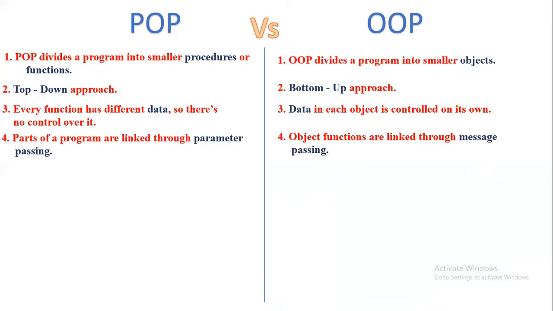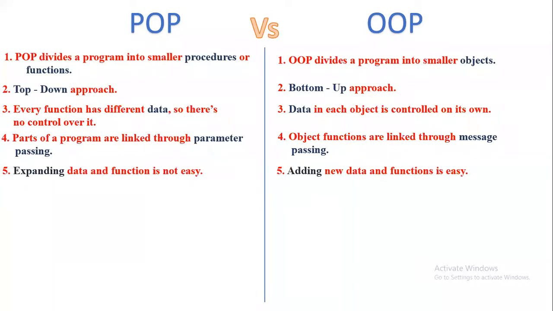And next, see, parts of program are linked through parameter passing. In POP, where a number of functions are there, we can establish communication or links between functions by passing parameters from one function to another function. Likewise in object oriented programming, objects have functions, and we can establish communication and link all those functions through message passing. That is another difference between POP and OOP.